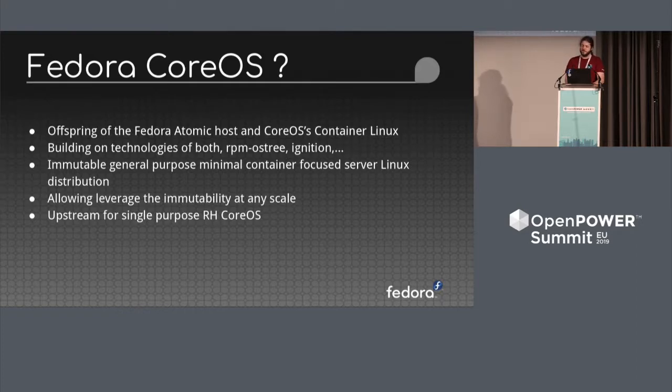To briefly summarize, the general aim of Fedora CoreOS is an immutable, general purpose, minimal, container-focused server Linux distribution. That allows you to use it for many things that you wish, including running containers in a simple way via Podman, or in a real production environment as part of Kubernetes or OpenShift. And it's upstream for the, I believe currently single-purpose, Red Hat CoreOS, which is powering enterprise OpenShift.